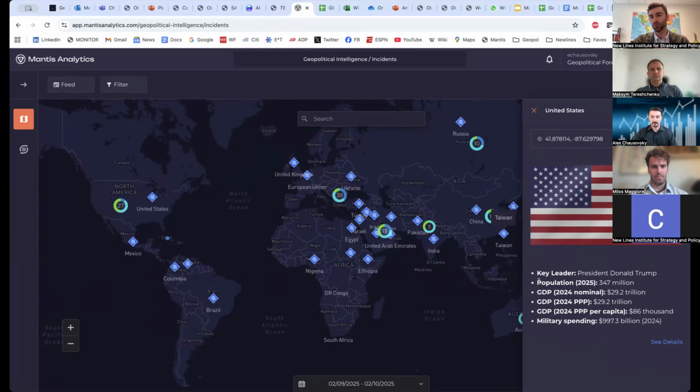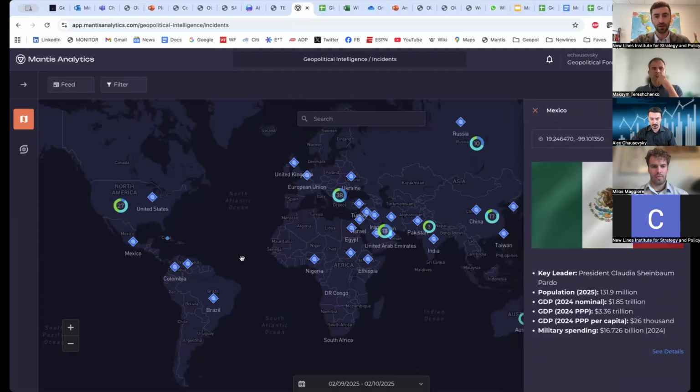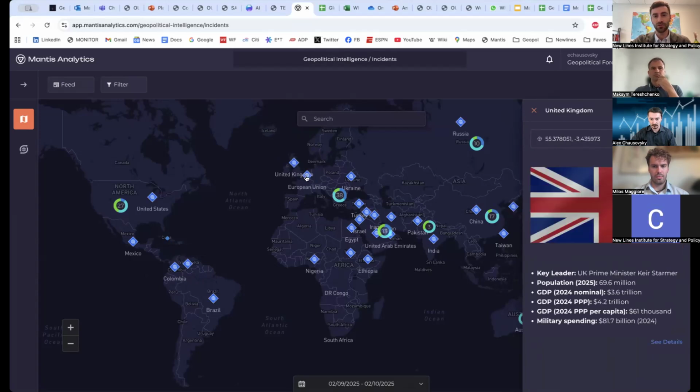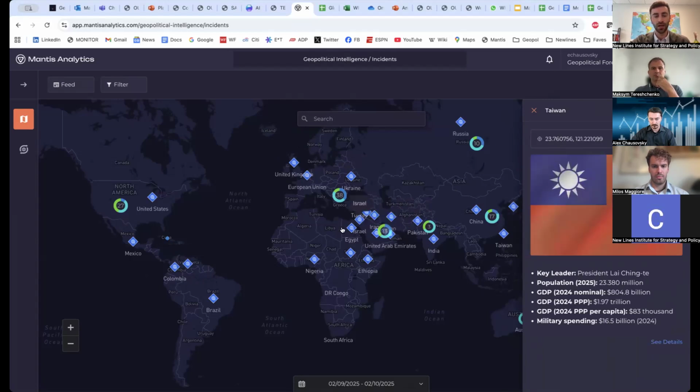We'll get to that report in just a few minutes when we get into the report section. But that can be found across all of these countries around the world. We've got several key countries across Latin America, the EU, the UK, Africa, the Middle East, South Asia, and the Indo-Pacific as well. So that's one key feature of the platform.